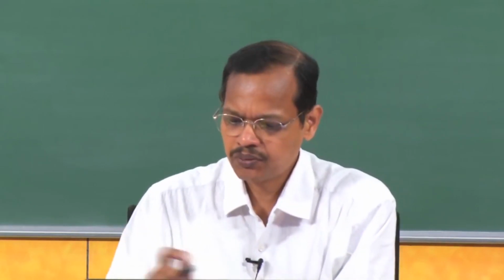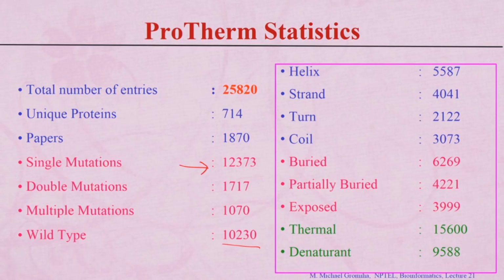So we look at the secondary structures. You can see most of them are helix followed by strand, and we also have a sufficient number of mutations in the turn and coil. You can use this information to understand the factors which influence stability in helix and strand, whether they are the same or different. You can carry out this analysis.